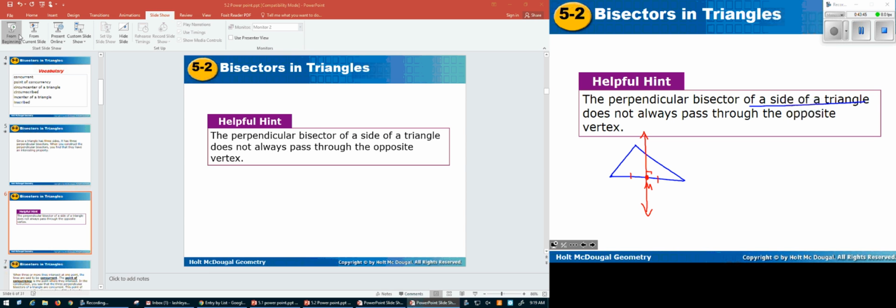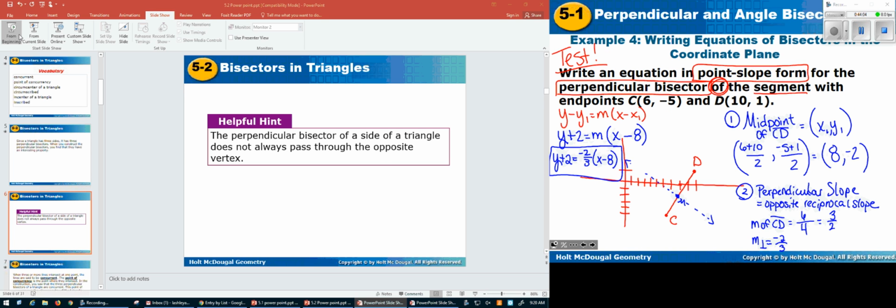So I want to remind you that a perpendicular bisector does not have to go through the vertex. That was not the definition of perpendicular bisector. A perpendicular bisector goes through a side so that it is perpendicular and it bisects the side. It could, oops, my bad. It could go through the vertex. It just depends on what kind of triangle it is.